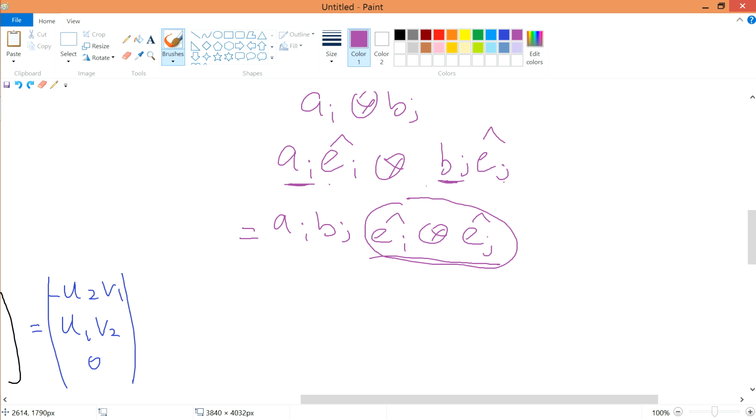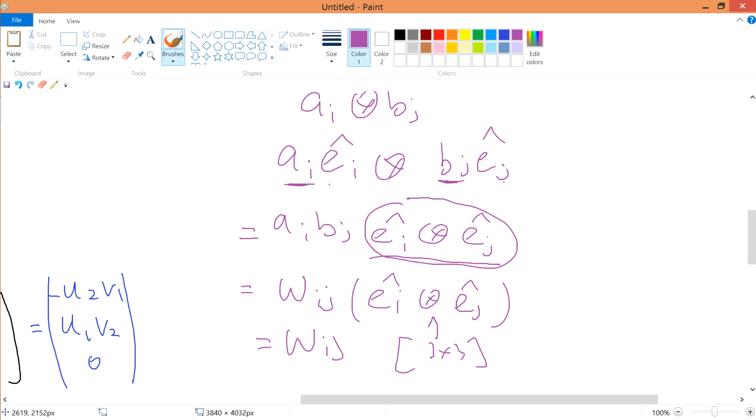Alright, and therefore Ai Bj is simply some constant value. So if it's some constant value, I can just write it as Wij, where Wij is the components for the Ei dyadic Ej, which often we will just write as Wij, and then the matrix 3 times 3. So the 3 times 3 is simply based on these things. Alright, this is somewhat the abstract meaning of the dyadic product.